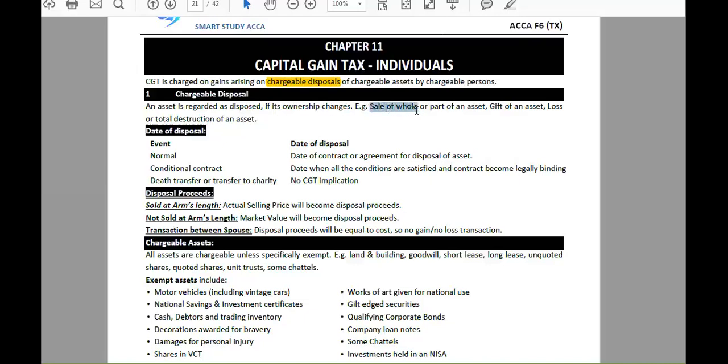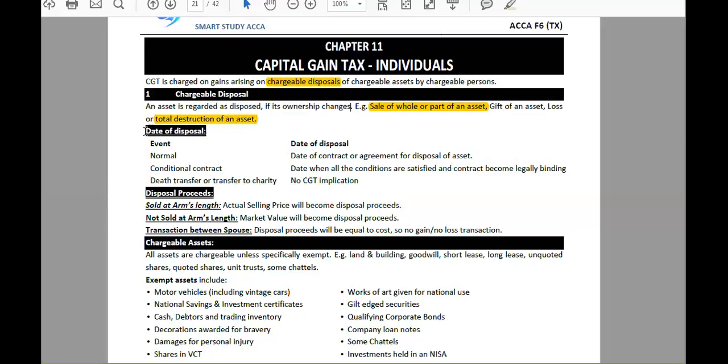For example, disposal of whole or part of an asset, that's an example of disposal. Next one, if you have made a gift, once again ownership of the asset has transferred. So gift is another example of disposal. Then loss or total destruction of an asset. If you have lost an asset, or maybe you have transferred an asset as a result of theft, once again the asset has transferred. So whenever the asset is transferred, it will be considered as disposal.